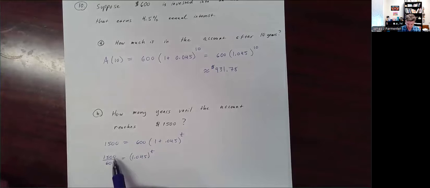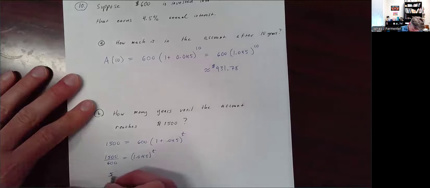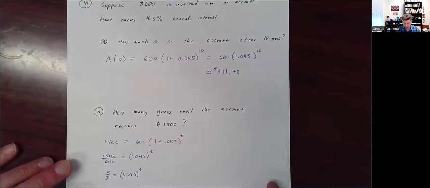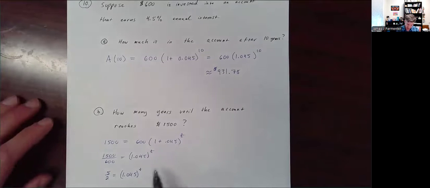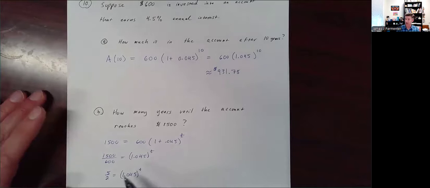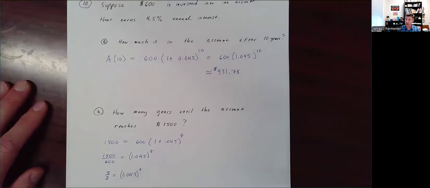I should simplify 1500 over 600 as 15 over 6, or really 5 over 2. So I'm going to rewrite this as 5 over 2 equals 1.045 raised to the t power. And as we've seen in some of the previous problem sets or homework assignments, if you have an exponential equation where your exponent is a variable, the way we usually solve that is by using a logarithm.